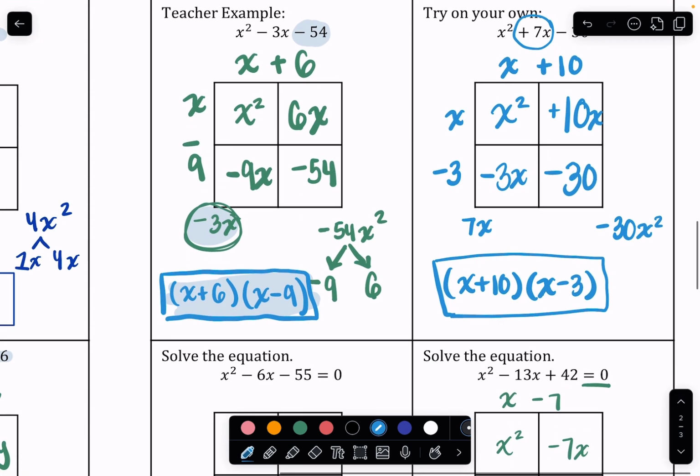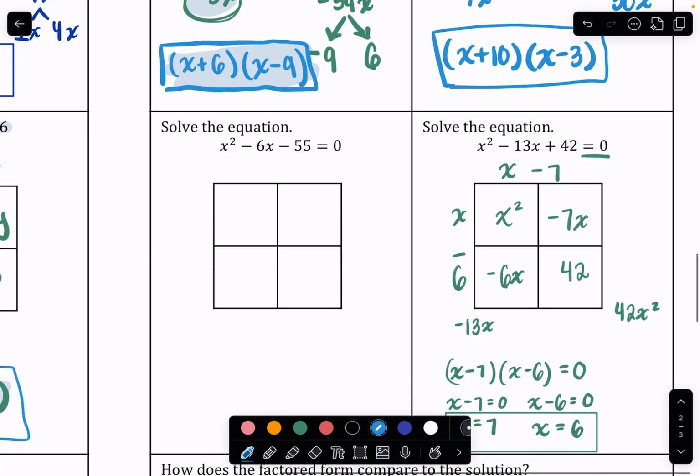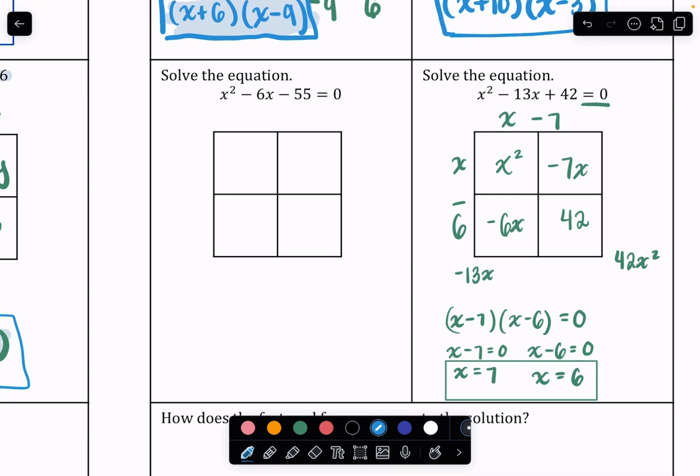Okay, two more. We got this. So I want you to just take a look at the work that I did over here. Notice I found my two factors. And now that they're written in factored form, think back to what we did in lesson 7.4. Notice that these factors are set equal to 0. Because my polynomial is set equal to 0, I set both factors equal to 0. And so rather than leaving it in factored form, my final answer is x equals 7 and x equals 6.